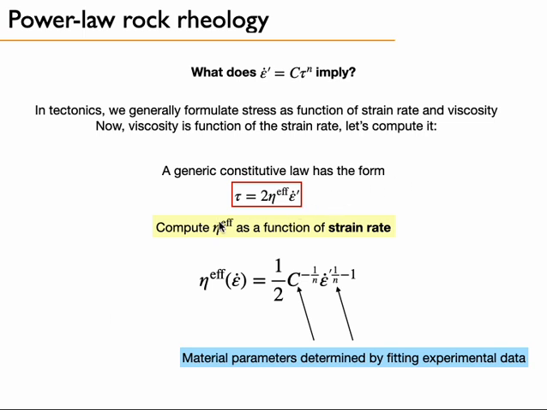The second flavor is to compute effective viscosity as a function of the strain rate. So now you have effective viscosity on the left-hand side and the strain rate on the right-hand side. The expression is of course different than the previous one. You have 1/2 of c to the power minus 1 over n, and the strain rate is to the power 1 over n minus 1.